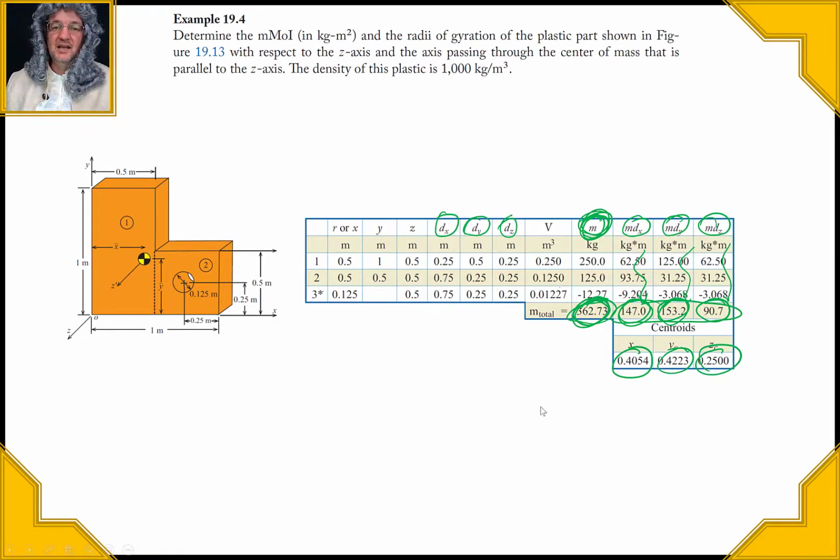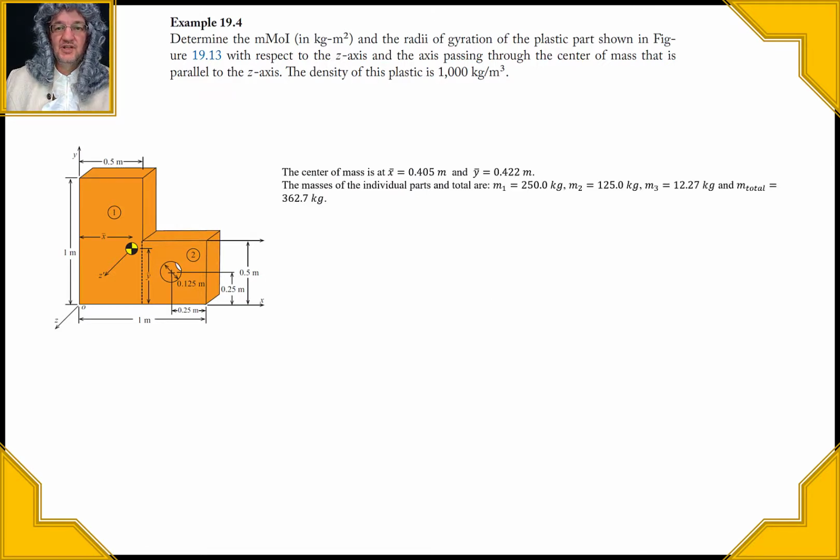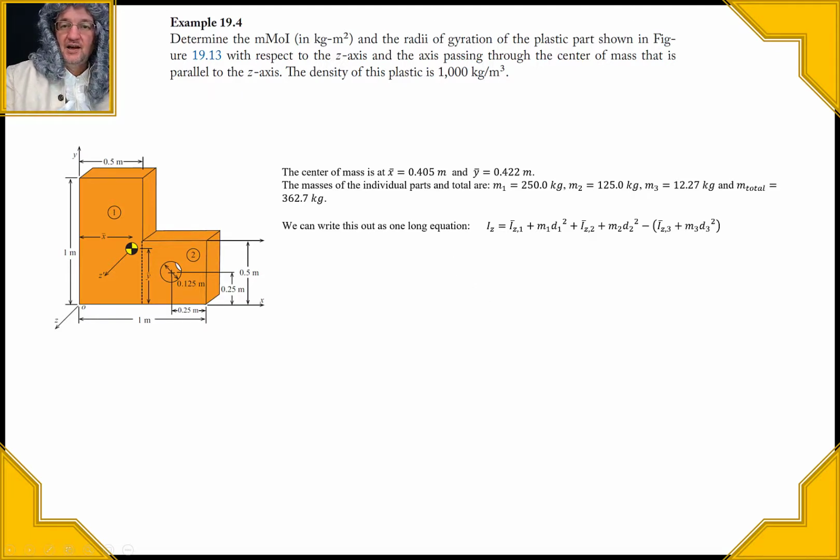Right? So making a table out of this is very convenient, especially if we're going to make something in Excel, right? A spreadsheet. Now we know the center of mass is right there. So that was our first thing, and we knew what the masses were either from the table or by doing it individually. So what we want to do is write out one long equation to try to find the mass moment of inertia about this guy right here.